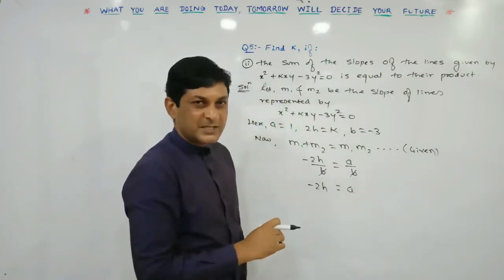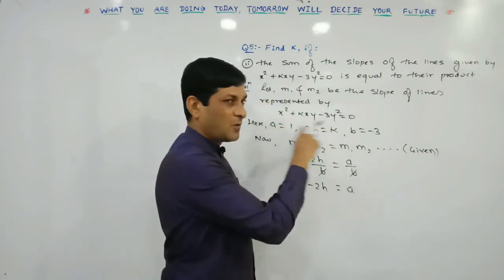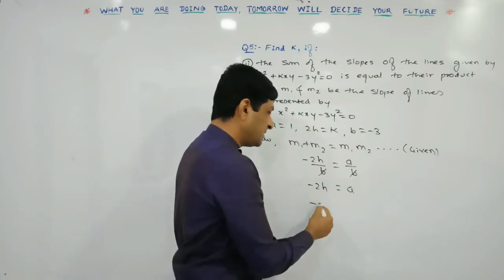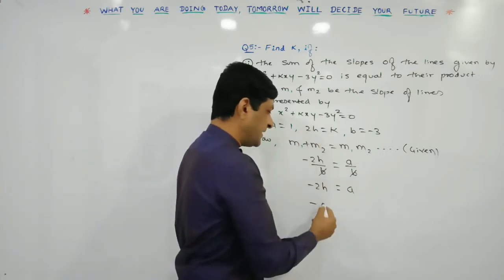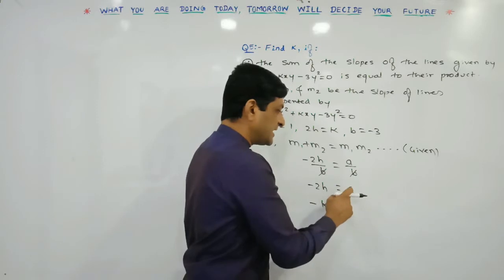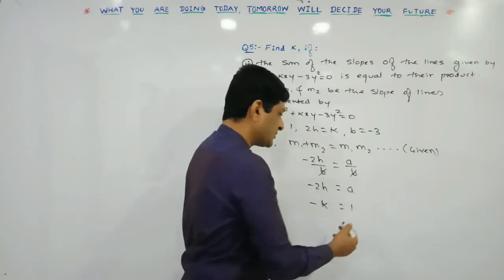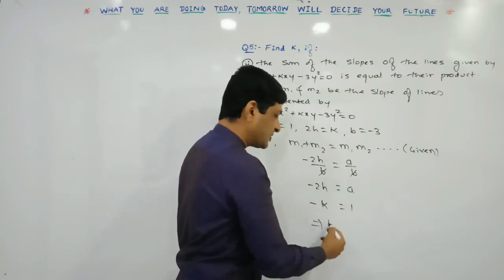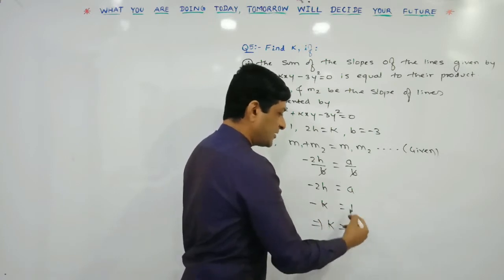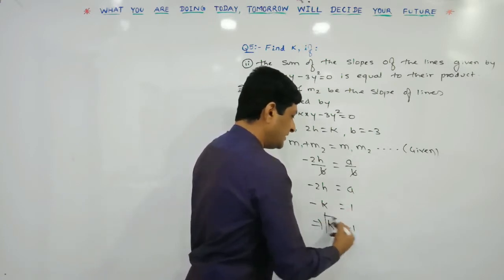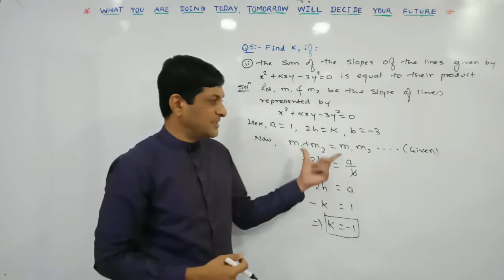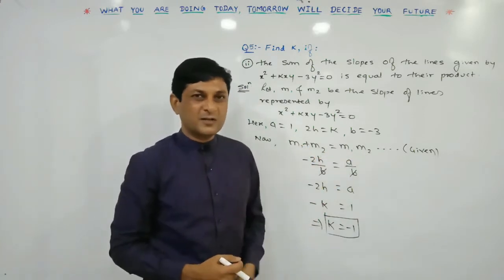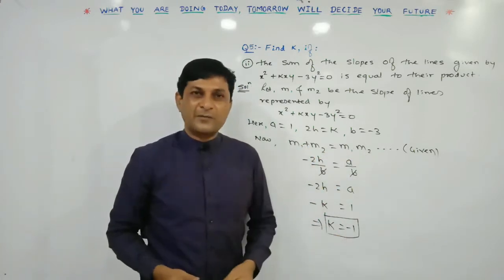Now we are simply substituting the values which we already got from this equation. Minus, keep it as it is, 2h can be replaced by its value k, and on this side replace a by its value 1. If we multiply both sides by minus, here we will get plus k, and on this side we will get minus 1. In this way, using the condition that the sum of the slopes is equal to the product of the slopes, we have got our required value k.